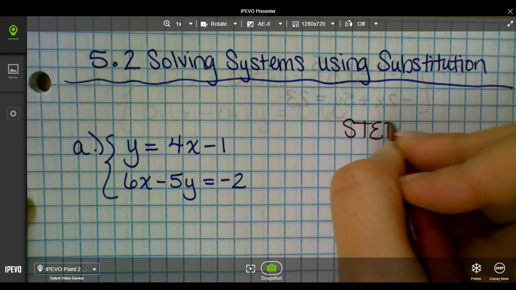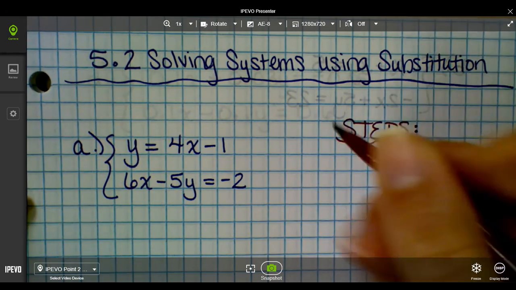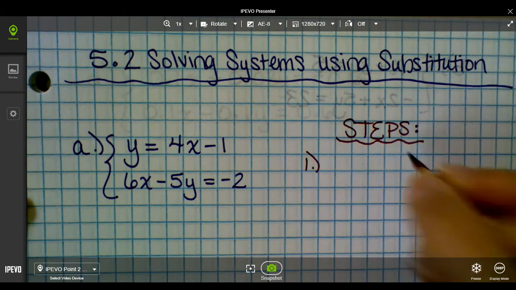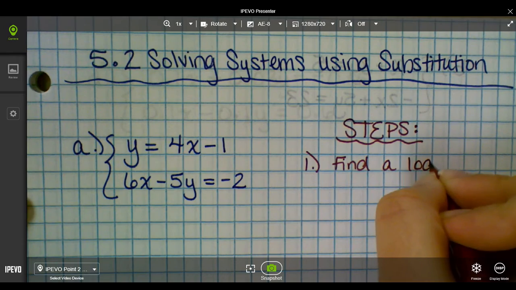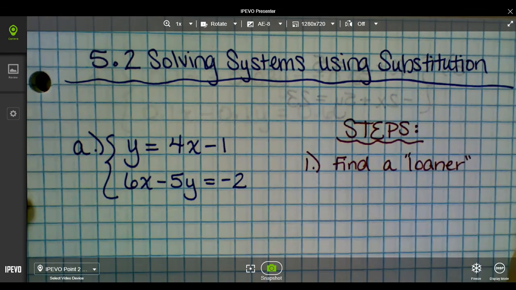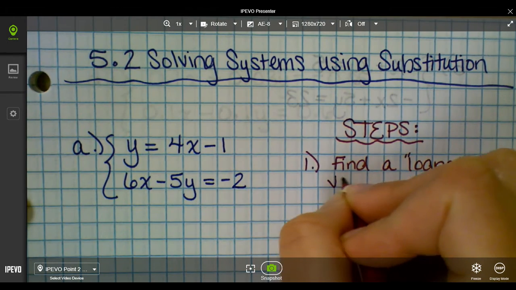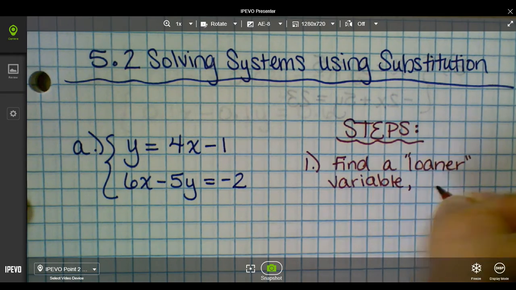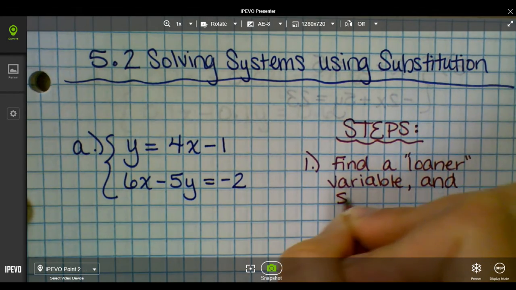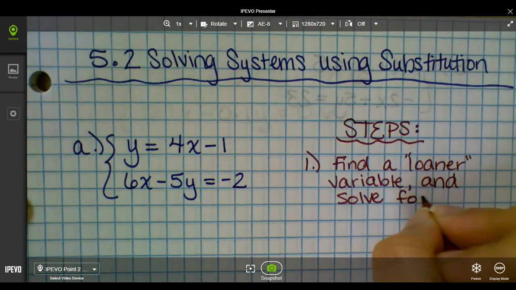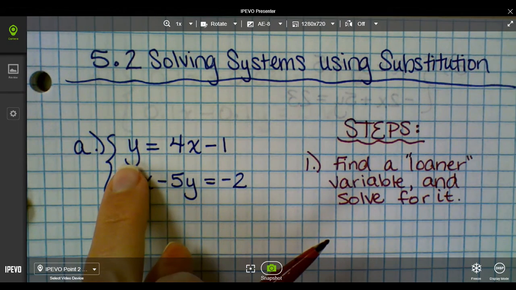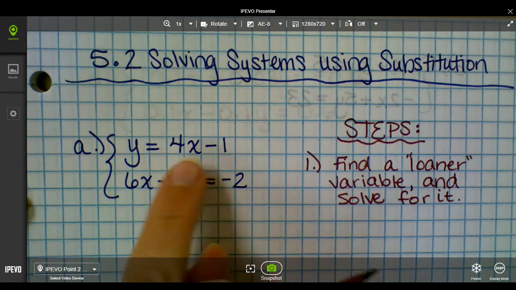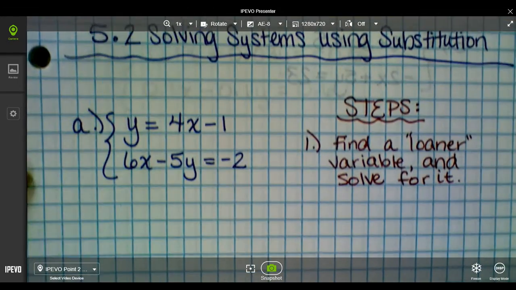So our first step for this particular problem is already done for us, but I'm still going to write it down because we will need it for the other ones. It is to find a loaner variable, that's what I call them, the variables that are all alone, they have a coefficient of just one. So find a loaner variable and solve for it. What I mean by that is you're getting it all by itself on one side of the equal sign. So this one, our y would be our loaner variable, and it's already solved for. I have 1y equals 4x minus 1. So this part's already done.